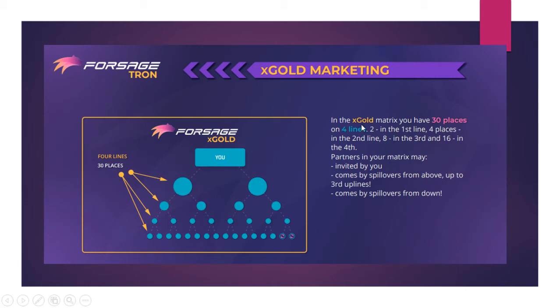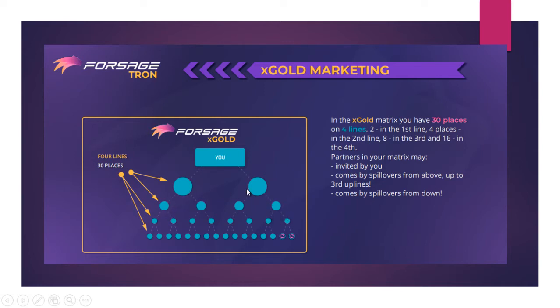Okay, it says in the xgold matrix you have 30 places on 4 lines: 2 in the first, 4 in the second, 8 in the third, and 16 in the fourth. Partners in your matrix may be invited by you, or come by spillover from above up to the third line. You get it? So you have it this way.